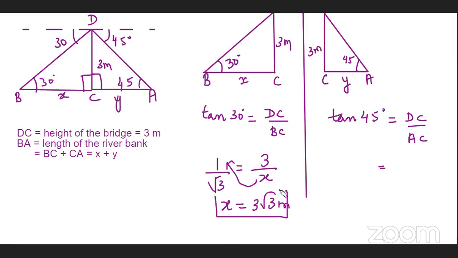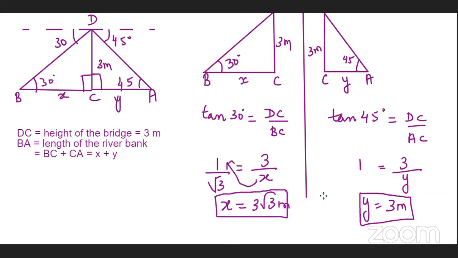First, give me what is tan 45. Tan 45 is equal to 1. Yes, DC is equal to 3 meter. Yes, AC is equal to Y. Divide by Y. Okay, right. Next, Y is equal to 3. Okay, right. Thank you. Okay, so what should be my answer? X or Y or both added? Both added. Thank you.